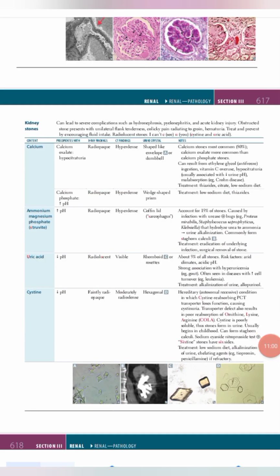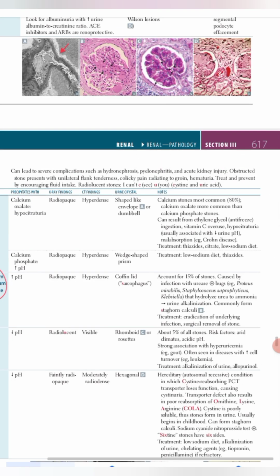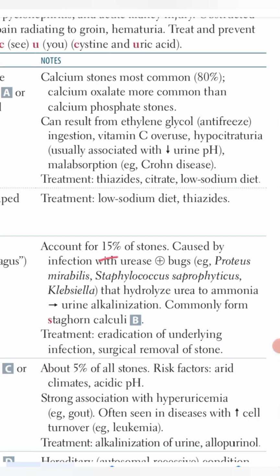Next are the ammonium magnesium phosphate stones, that are also known as true white stones. They account for 15% of the stones, and they are caused by infection with urease positive bacteria like Proteus mirabilis, Staphylococcus saprophyticus, and Klebsiella. They are important. What they do is that they hydrolyze urea to ammonia, and urine will become alkaline.